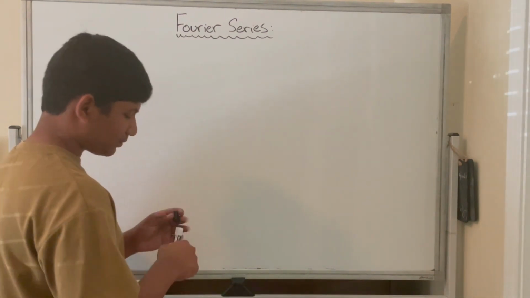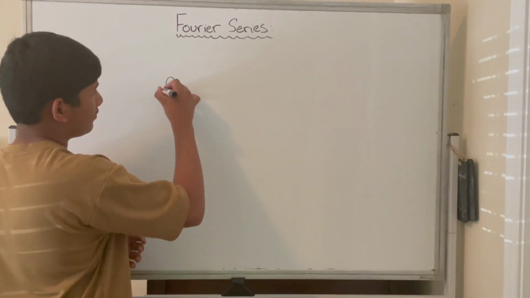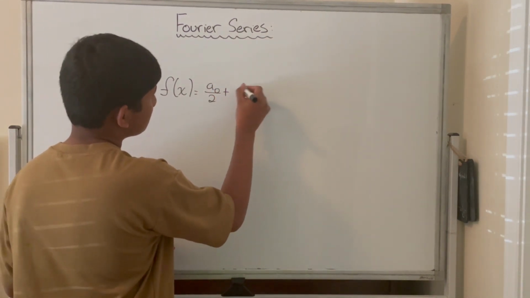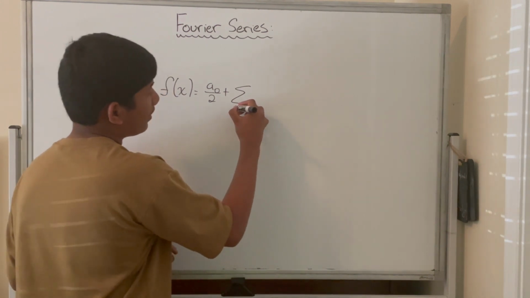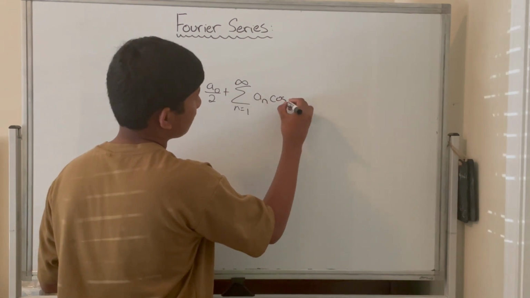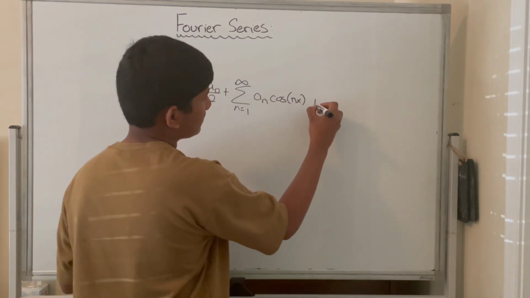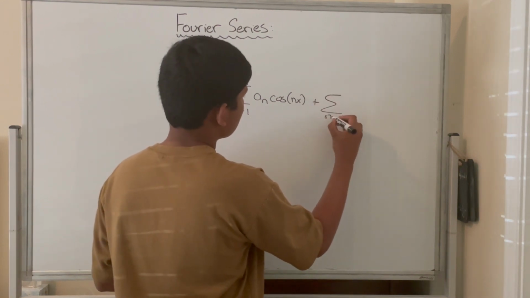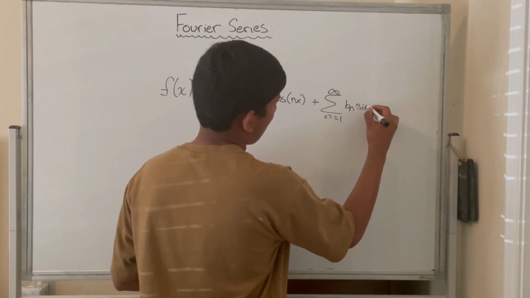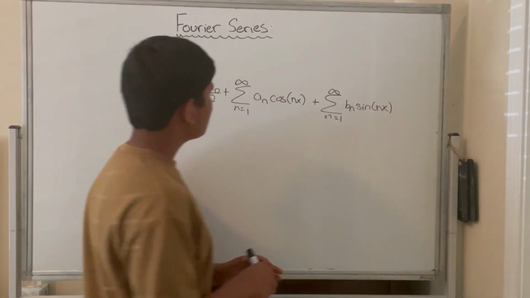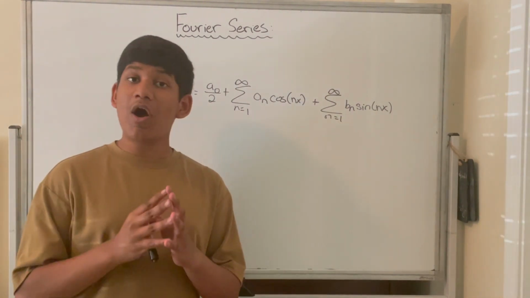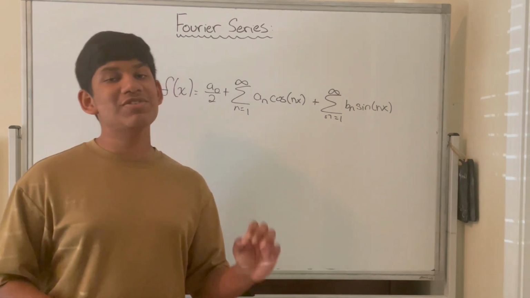We will be using the expansion f of x is equivalent to a naught over 2 plus the summation as n equals 1 to infinity of an cosine nx plus the summation as n equals 1 to infinity of bn sine of nx. So this is a general expansion we will be using in this video for the Fourier series. Notice that there are other versions of the Fourier series, but we will be using this version.